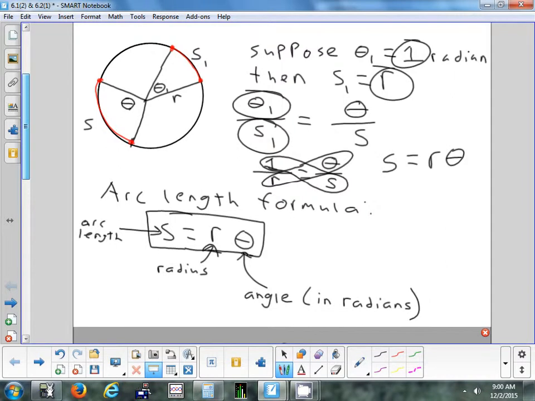Okay, so the way this formula works, you've got 3 variables. They'll give you 2 out of 3, and you find the third. So they could give you R and theta. They could give you S and R. Or they could give you S and theta. Okay, but whatever they give you, plug them in, and you find the third thing.